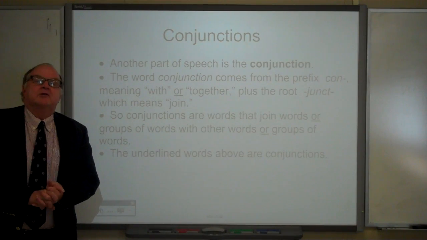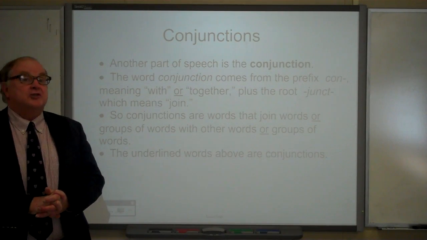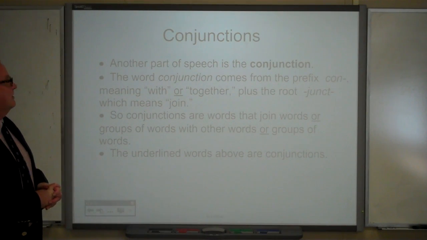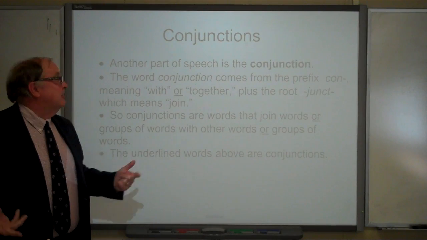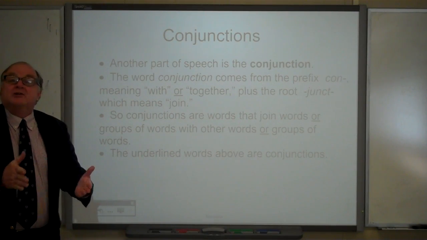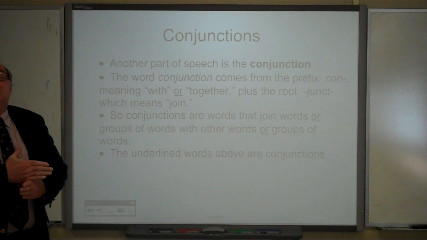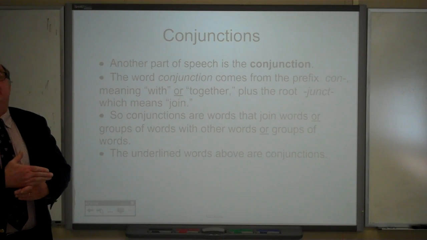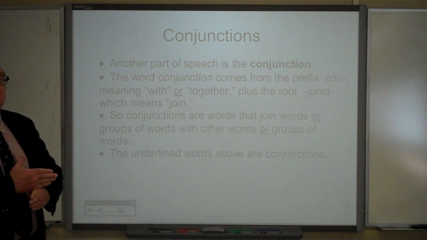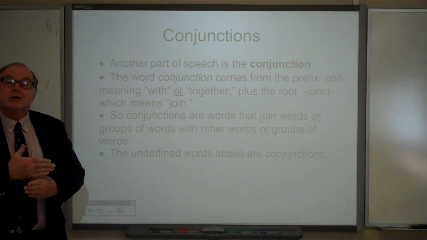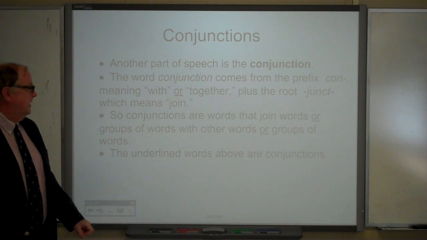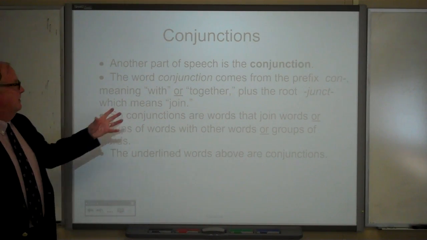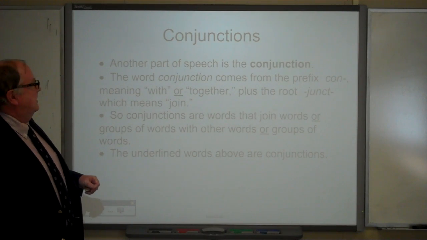Okay, second part of speech we want to take a look at are the conjunctions. Conjunction comes from the prefix con, which means with or together, plus the root junct, which means to join. Just think about what a junction is. A junction is where two roads or two railroads join. Okay, a place where things join is a junction. So conjunction just means a place where, or a part of speech where, things are joined together.